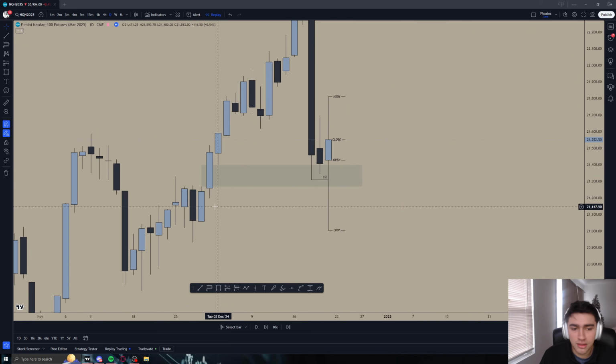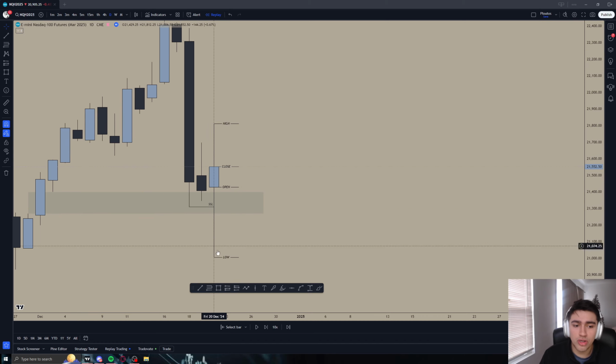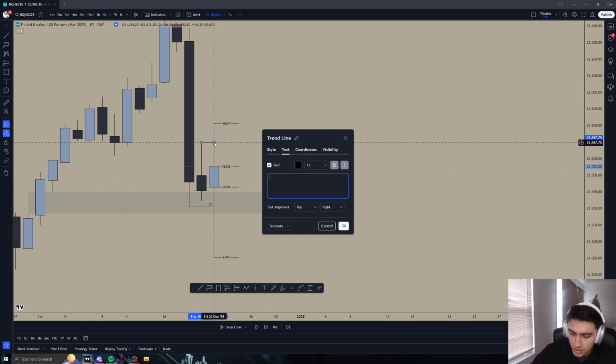Tapping into this BISI, tapping into this order block, what do we see? A raid on sell side, which is previous day low. And what is the target? This unfilled FVG, daily imbalance. So we're gonna put daily FVG, right? Or daily whatever. It doesn't matter.